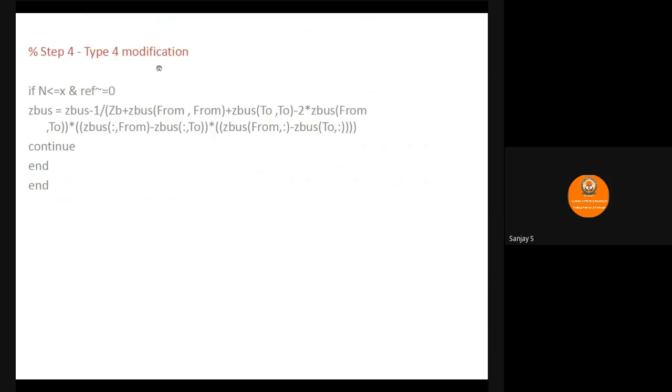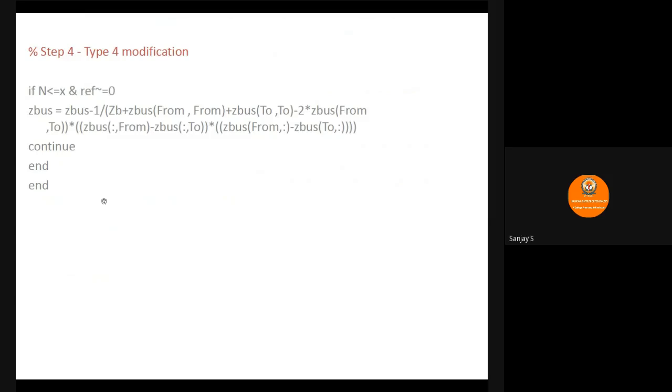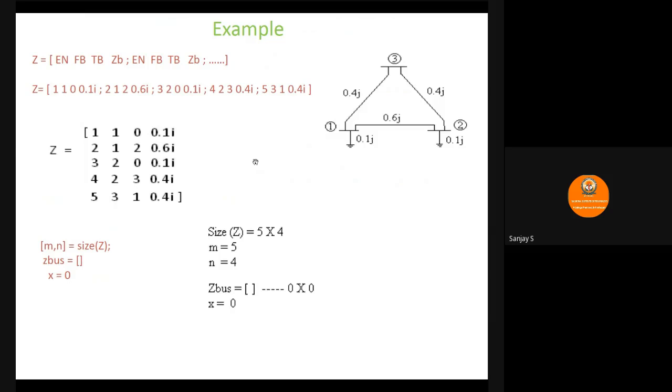Then we go for type 4 modification. Corresponding condition is if n value is less than or equal to x and reference is a non-zero value, then this is the zbus. Anyway, I don't have to read out this, you'll understand this in illustration. Continue, end, end. This ends the program. Since it involves a lot of variables and conditions here, let us see the illustration, then you'll get a better idea. So I've taken a simple problem as an example here.